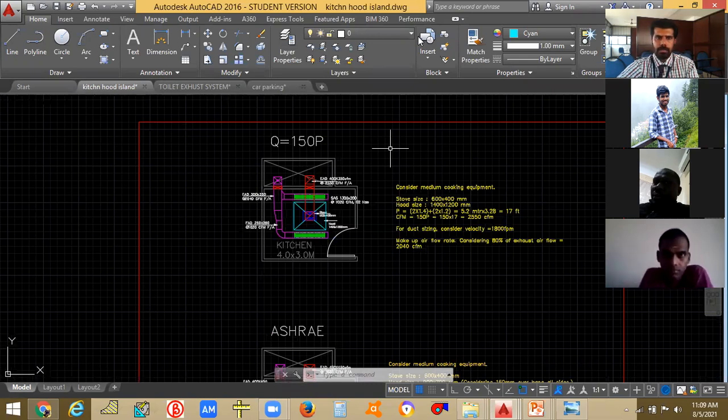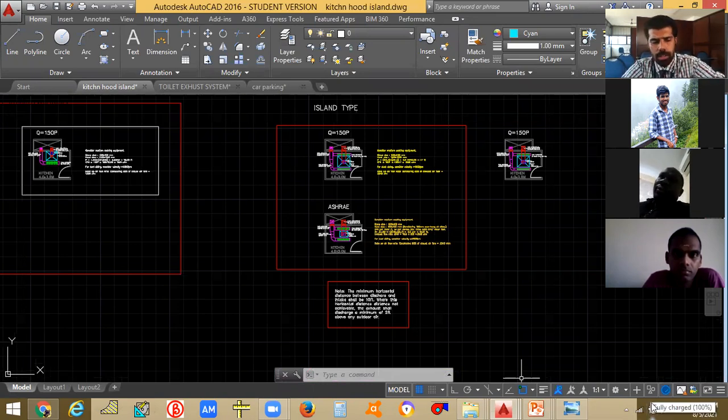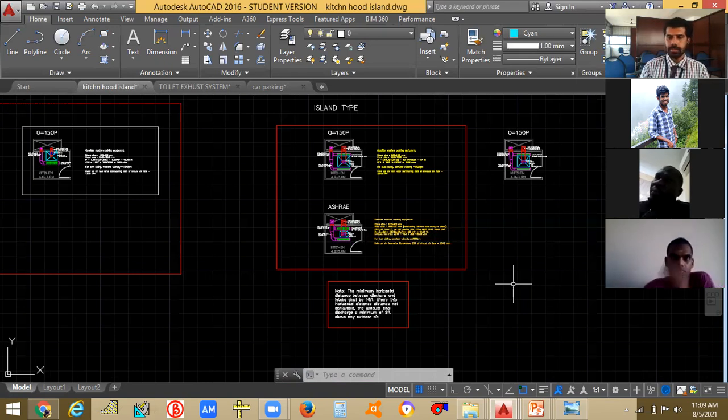I think you have understood this about the kitchen hood. Okay, there's nothing much to study about this. So you have understood how to design a kitchen hood, right? You have seen the CAD drawing also. You have got the Excel sheet also. So easily you could find out the kitchen hood size.